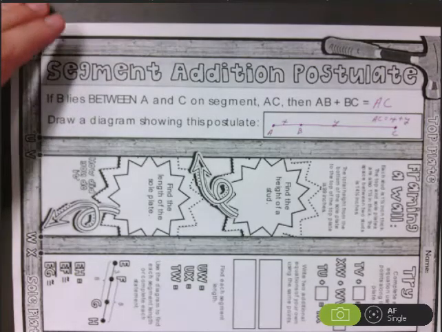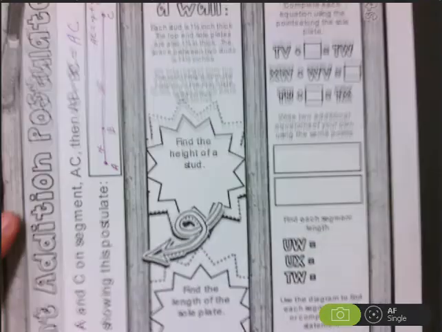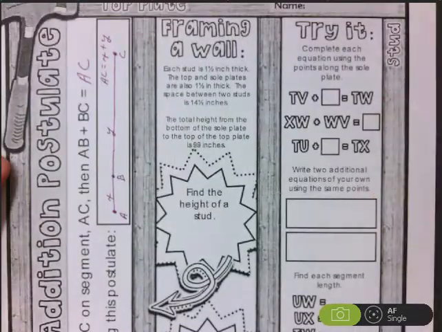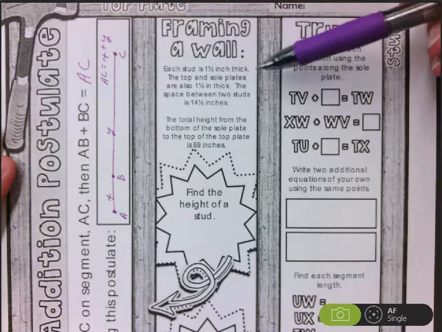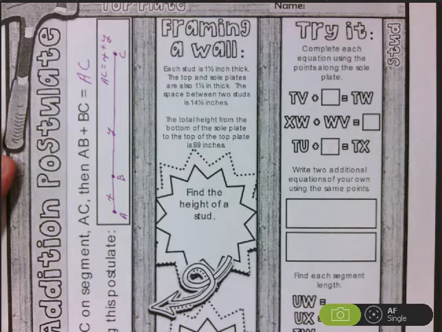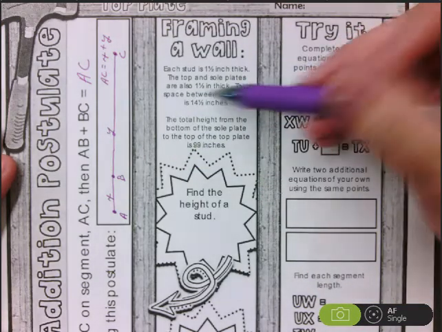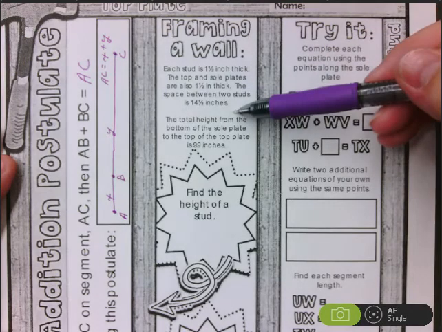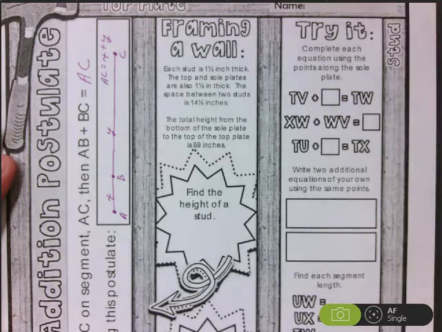Alright, so then let's go to this middle section. It says we're going to be framing a wall. Each stud is 1.5 inches thick. The top and sole plates are also 1.5 inches thick. The space between two studs, so between two boards here, we have two boards in our wall, is 14.5 inches. The total height from the bottom of the sole plate to the top of the top plate is 99 inches.